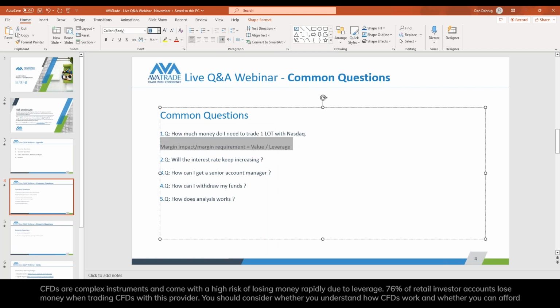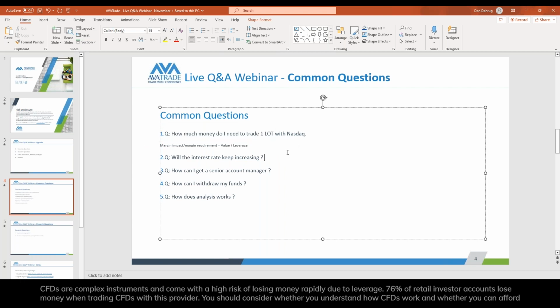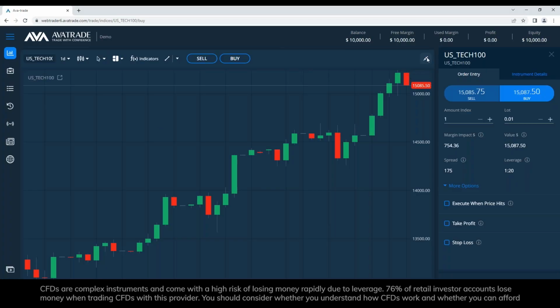Okay, this way. Yeah. Will the interest rate? No, guys. Okay, you know what? Let's go through that anyway. I guess whoever wrote this question wrote it before the announcement. Let me just show you.